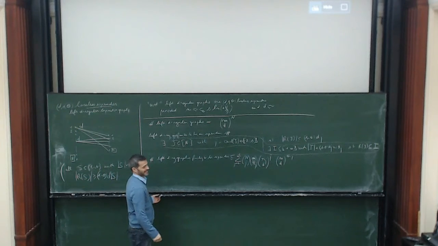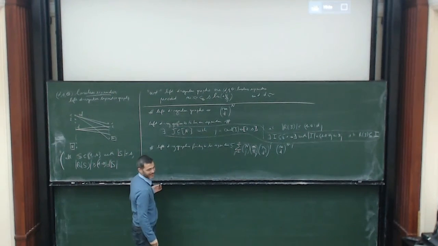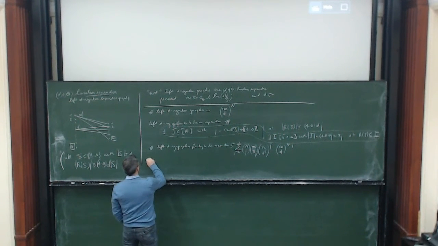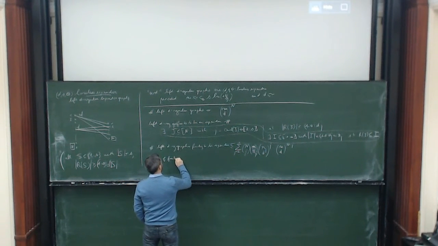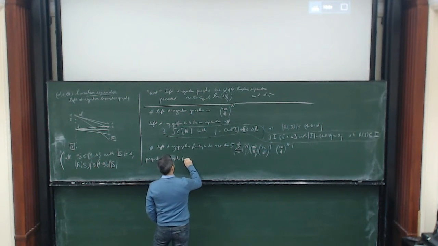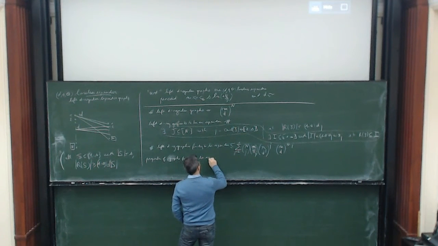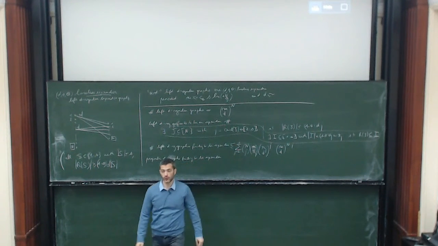Right. Trust me on this, and check it later. So the proportion of failing graphs to the expanders, this proportion will be this of the total number of graphs.